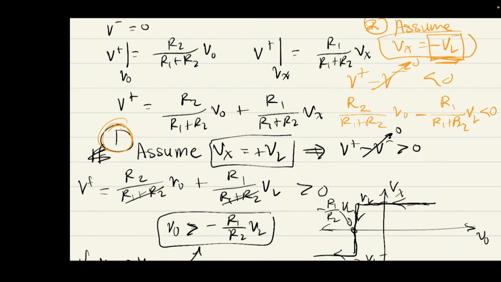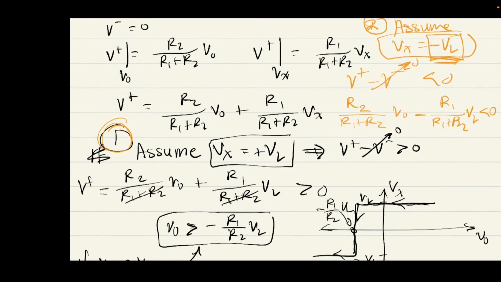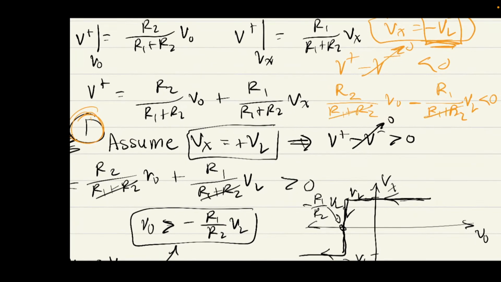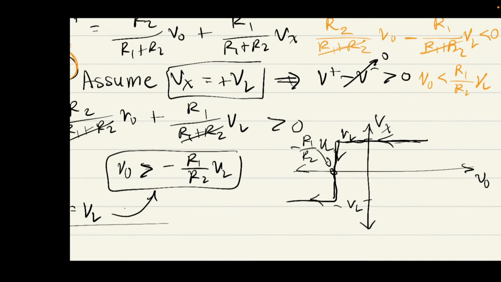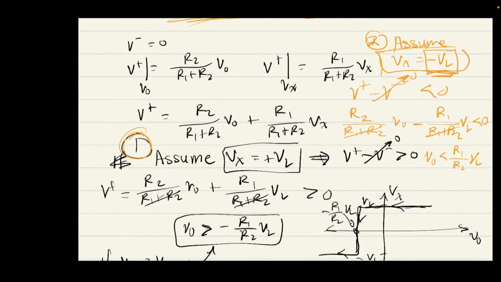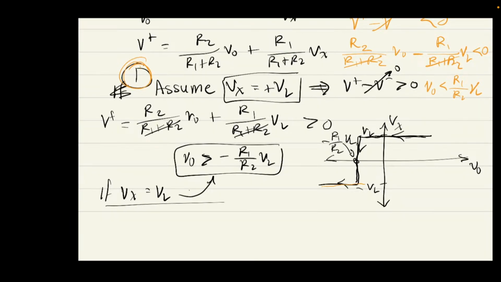It's getting a bit cramped here, but is this okay with everyone? Okay, that's fine. So again, we can solve for VO. We can see that VO is less than R1 on R2 times VL, right? So basically, if Vx is equal to negative VL, it will continue to be at negative VL until this condition is not upheld anymore, right?